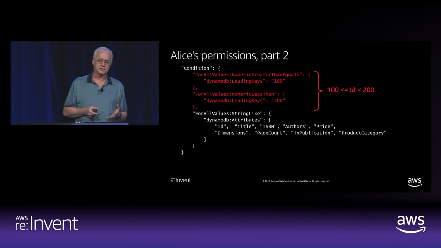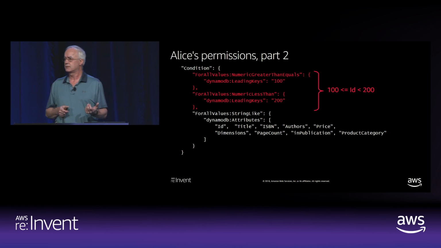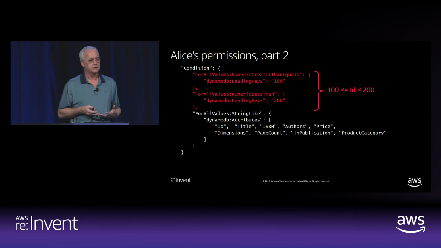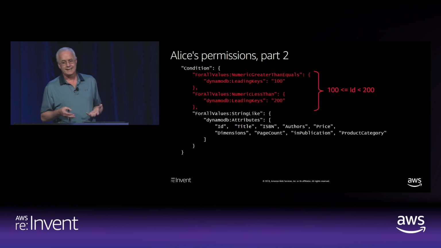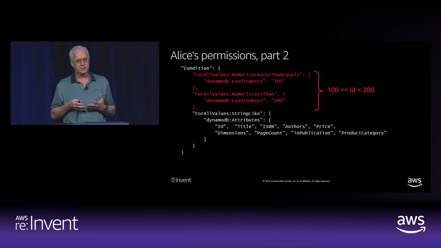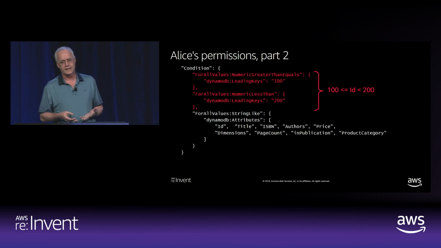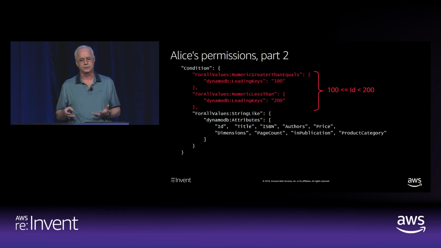The other thing you might notice is there's this for all values prefix on this. Leading keys is a multi-value context key. In a normal get item, there's only going to be one value on there. But if you do a batch operation, when you do 5 get items in a batch, they'll all be listed in the same context key. So it's a multi-value. On a multi-value context key, you should always list for all values or for any values, depending on what you're trying to do.